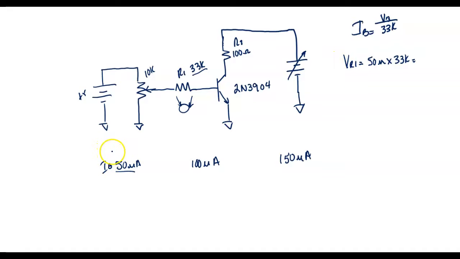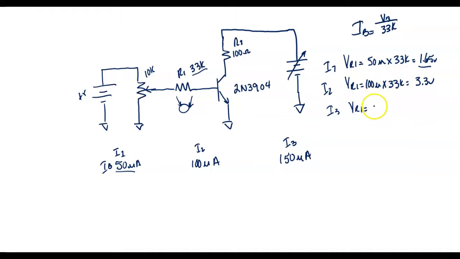So we'll call this I1, and we'll call this I2, and we'll call this I3. So for I1, what voltage do we need? And then VR1 for I2 will be 100 microamps times 33K. Should be twice 1.65, right? 1.65. What do we got? For VR1, we've already got 1.65. We're working on I2. And then VR1 for I3 would be equal to 150 microamps times 33K. What does it give us?